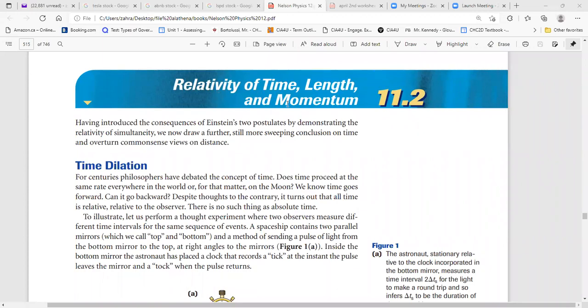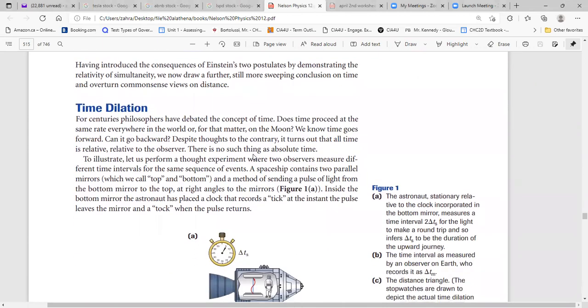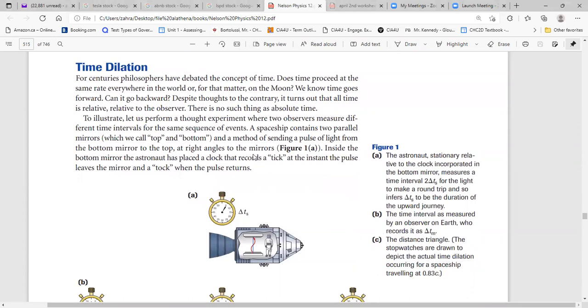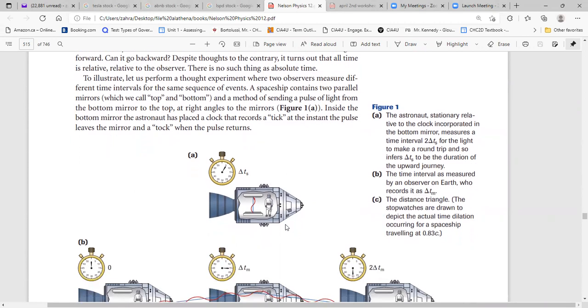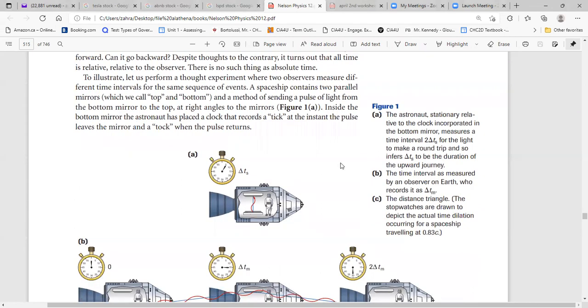11.2 Relativity of time, length, and momentum. Relativity means that when you have a spacecraft, for example, moving with a speed close to the speed of light, you know, the speed of light is 3 × 10⁸ meters per second, we have an interesting phenomenon happening.